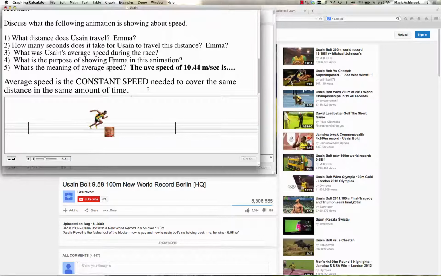Any questions on that? So in real life, do most things go at changing speed or at a constant speed? Most things in real life go at a changing speed. Yet we use this formula, the change in distance over the change in time, and what happens? We get one number. We get a constant speed. Yet that thing was moving at a changing speed. So this is really important when you're calculating the speed of an object: you're really calculating this constant speed to go the same distance in the same amount of time.